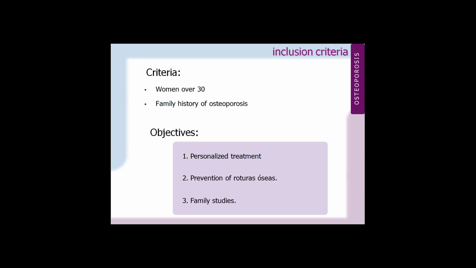Who is this test recommended for? Women at risk, those who have already turned 30, or those younger that have a family history of osteoporosis. And why undergoing the test? The objective is to treat the patient with a personalized therapy based on her genetic results. Also preventing bone fractures in the patient and family members that have a genetic risk even if they don't know it yet.